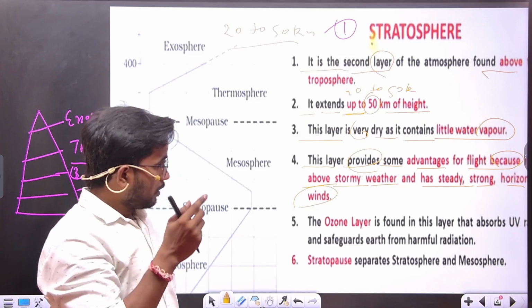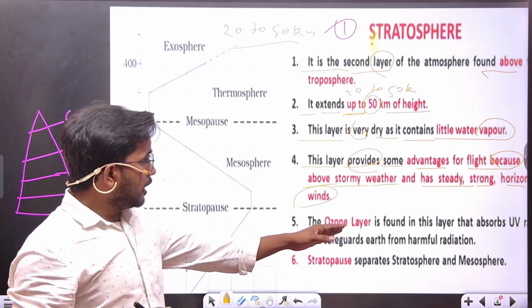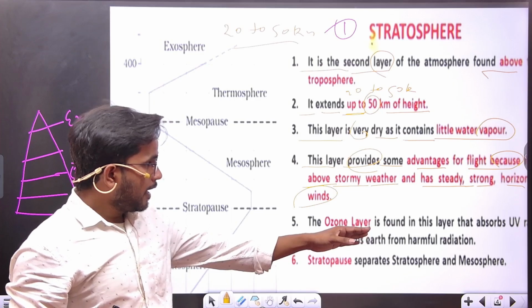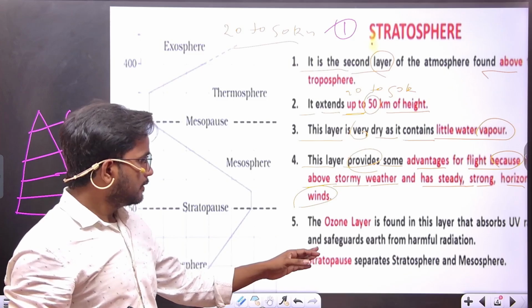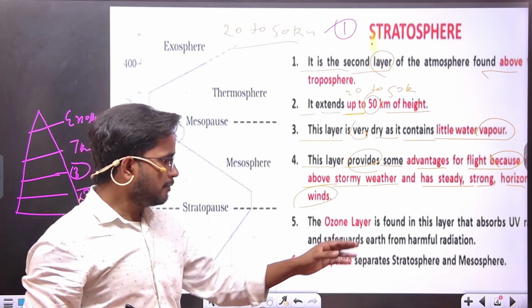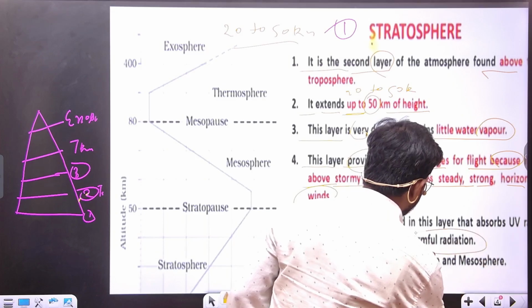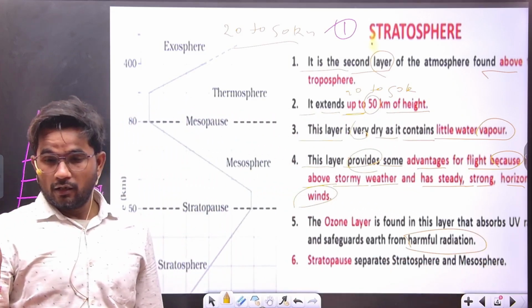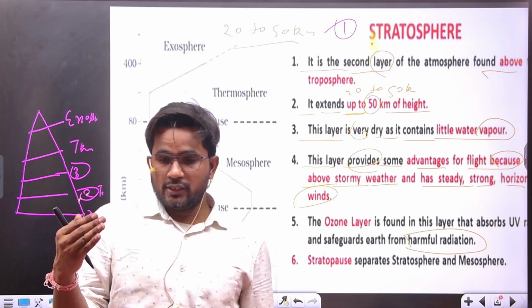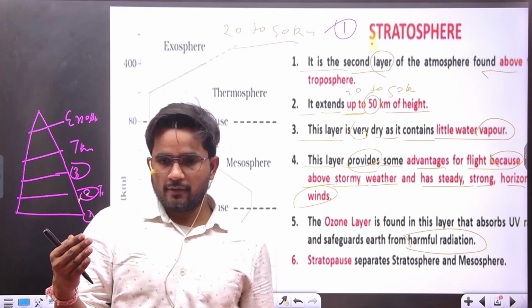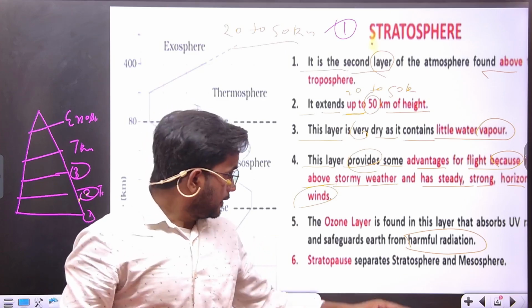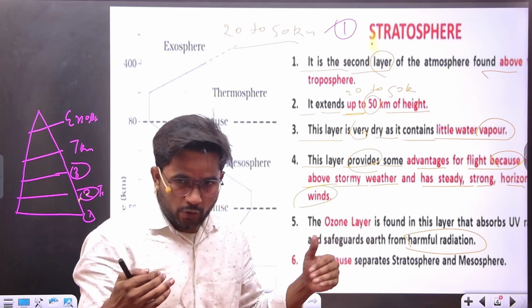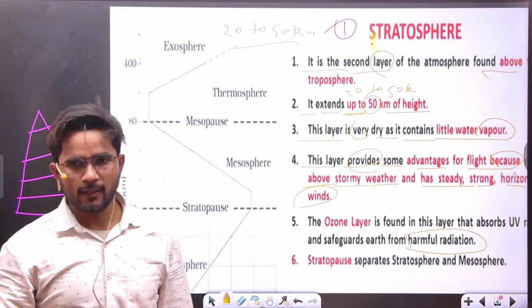So the ozone layer is found in this layer that absorbs UV and safeguards the earth from harmful radiation, which is released by the sun. So this layer, the ozone layer, protects us. Understand the point?